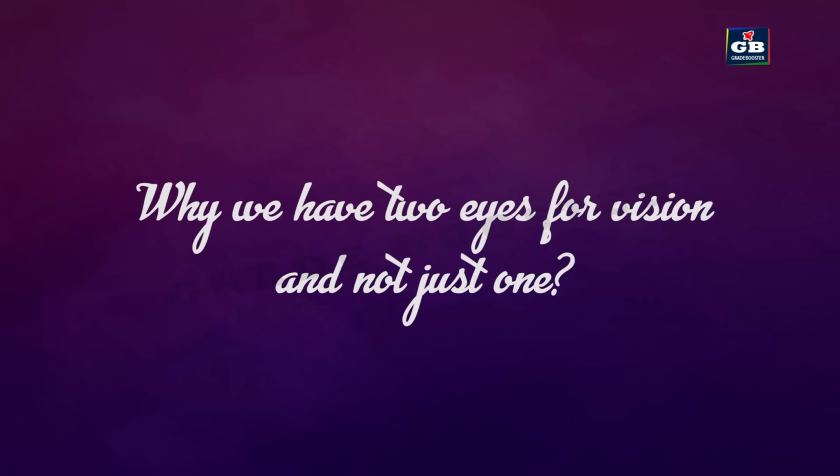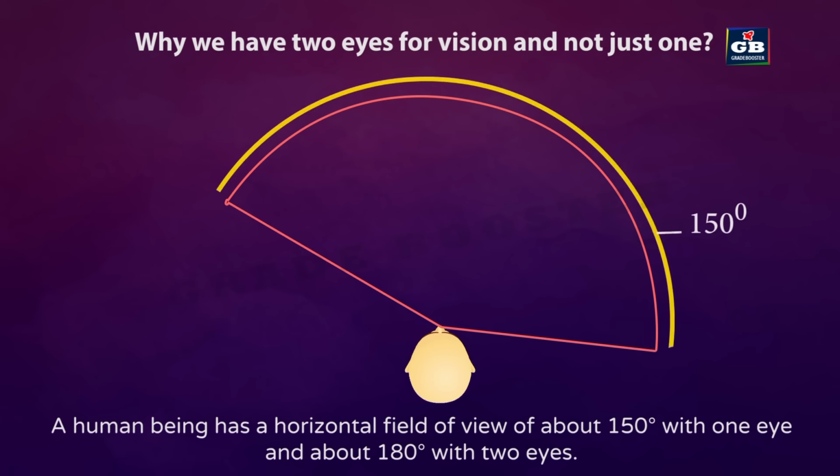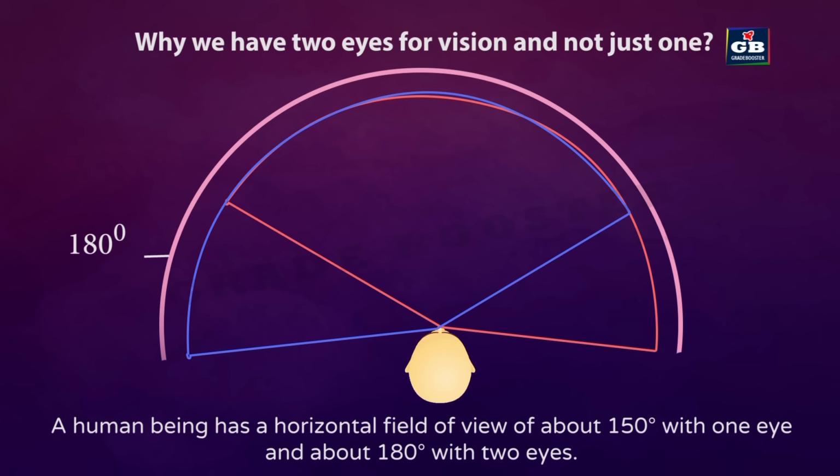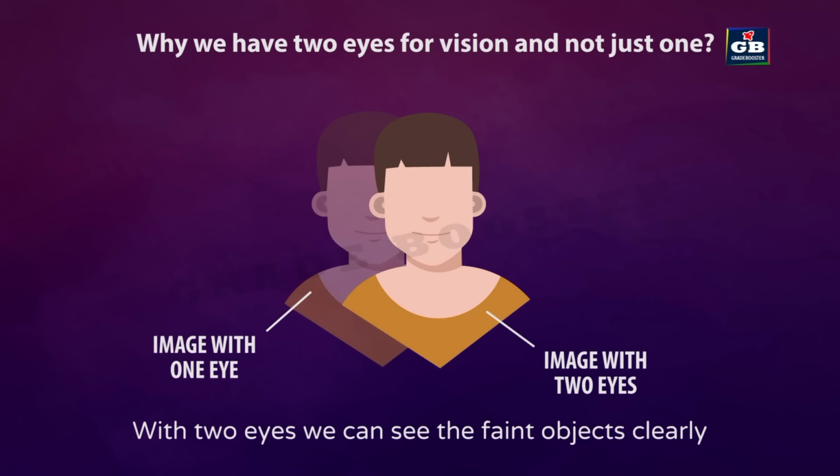We have two eyes for vision and not just one. Do you know why? A human being has a horizontal field of view of about 150 degrees with one eye and about 180 degrees with two eyes. This type of vision is called stereoscopic vision. Faint objects cannot be seen properly with a single eye, so we need a pair of eyes for proper vision. And we cannot get depth perception with single eye vision. If we want to know the exact depth or the 3D view of an object, we need to have a pair of eyes.